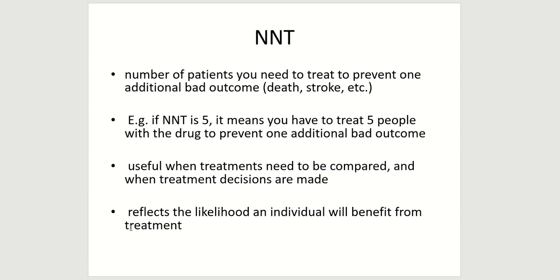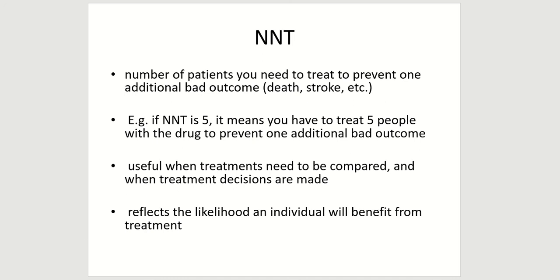This is the number of patients you need to treat to prevent one additional bad outcome. That's scenario number one. So for example, if the number needed to treat is 5, it means you have to treat 5 people with the drug to prevent one additional bad outcome. It's useful when treatments need to be compared and when treatment decisions are made. It reflects the likelihood an individual will benefit from the treatment.